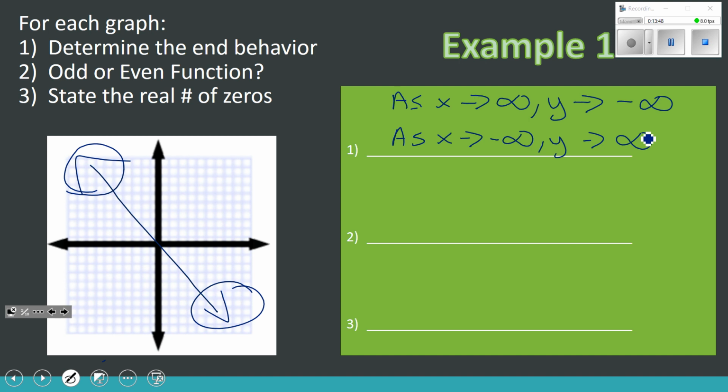Okay. All right. Is this an odd function or an even function? Odd. It is because it's linear. And how many zeros are there? It only crosses the x-axis in one, so there's one real zero. Any questions on that?